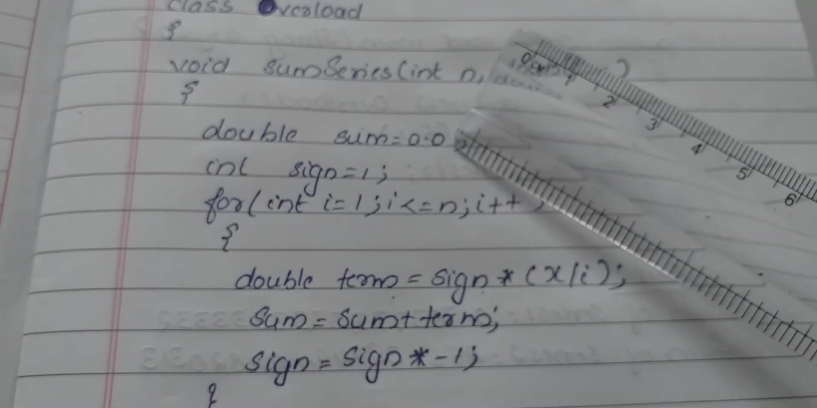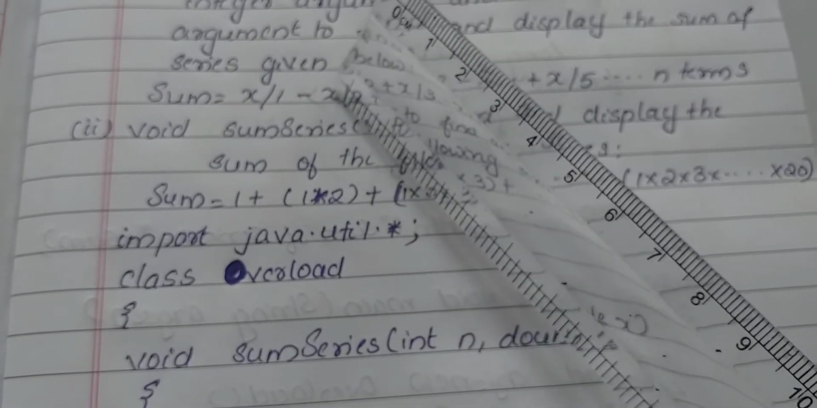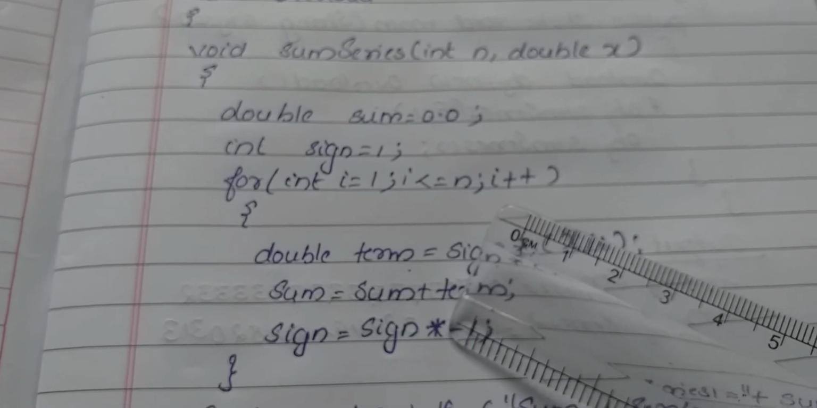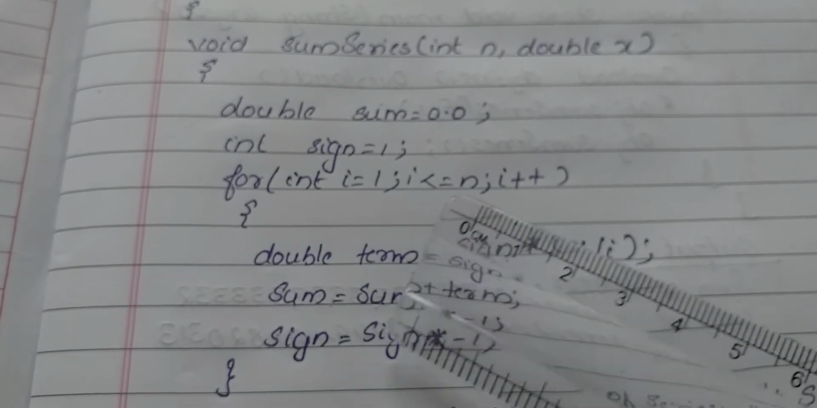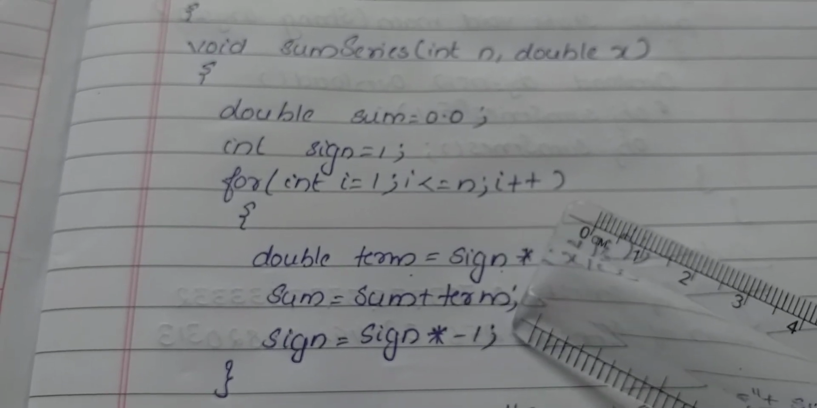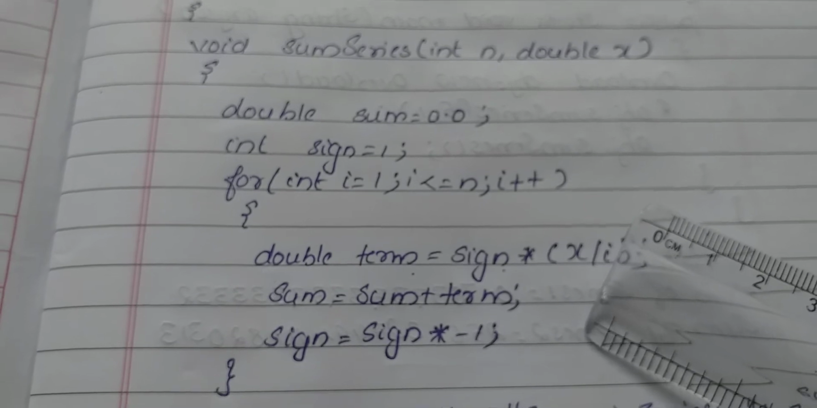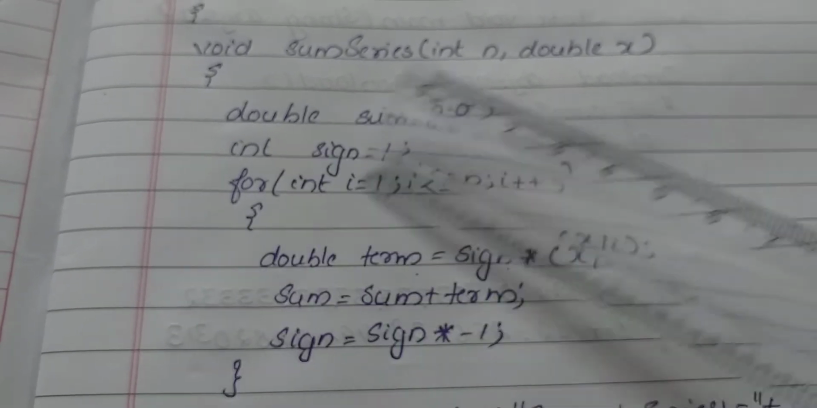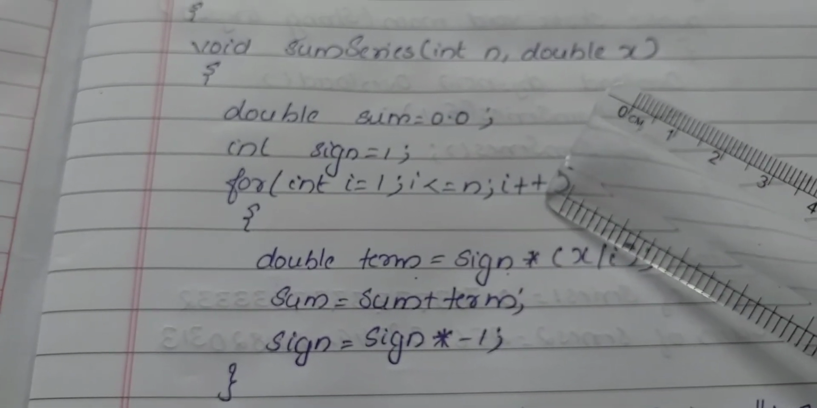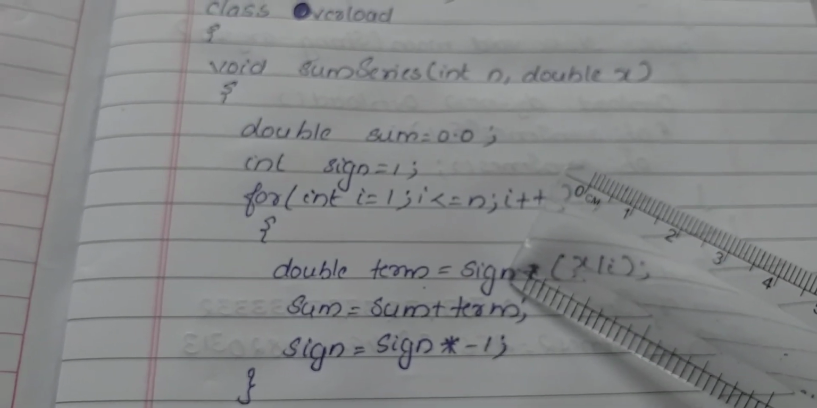Initially the value of sign is positive. For the first term the value is positive, for the second term it is negative. So before going to the loop, we want to change the sign variable value. So sign equals sign into minus 1. What is the value of sign? Initially it is 1, that is 1 into minus 1, that is minus 1. So when we increment the value of i, that is when i becomes 2, what is the value of sign? It is negative. Clear, students?